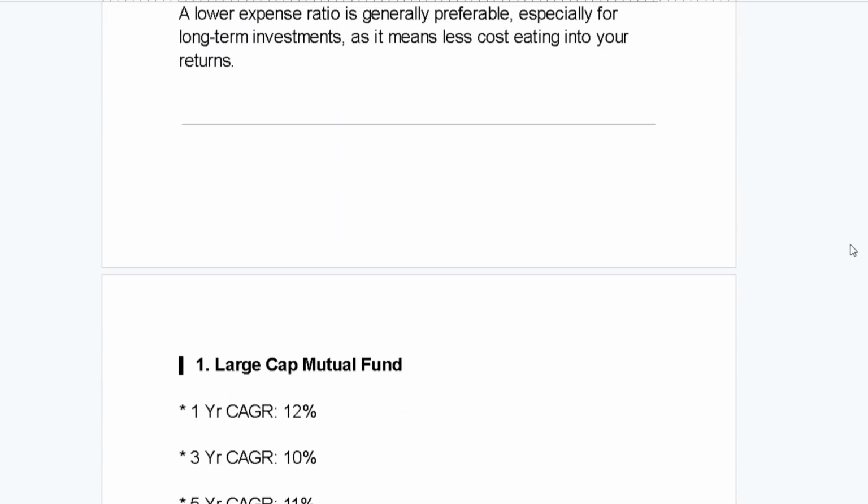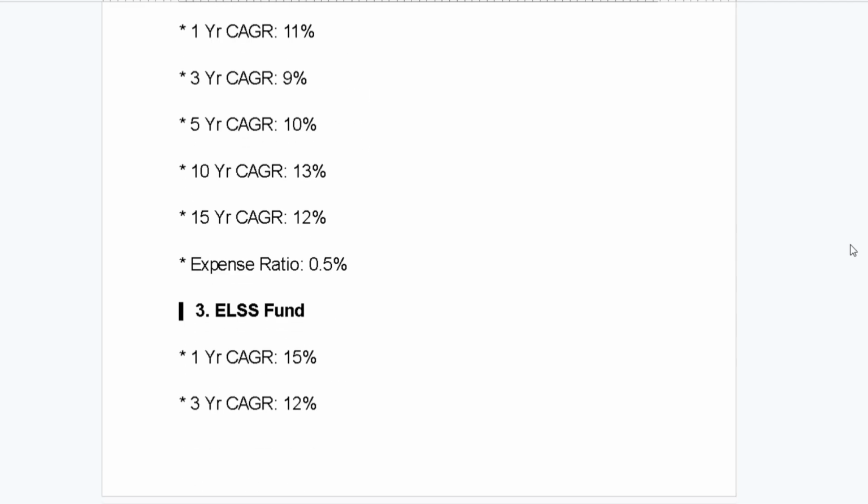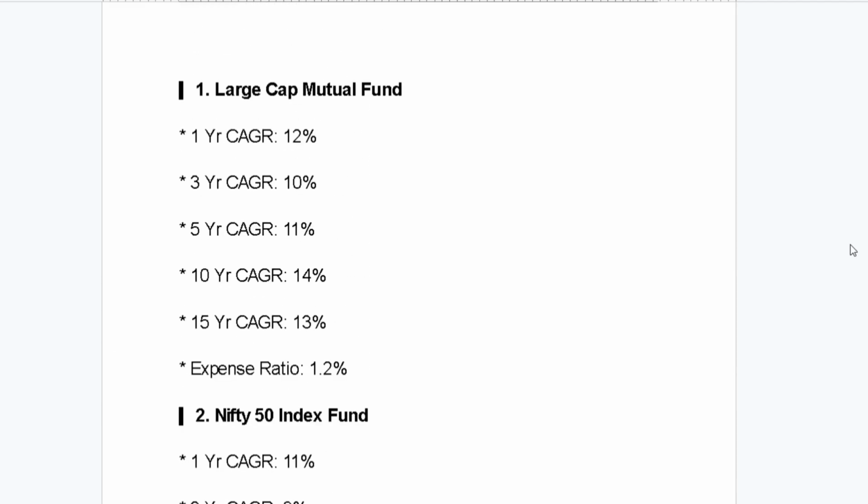Now the question starts from here. The answer starts from here. Large cap mutual funds, this we have to memorize. And yes, the expense ratio for large cap is 1.2%. We do not have to calculate the CAGRs and expense ratios. We memorize them for large cap, Nifty 50, small cap, or ELSS funds. So these are the CAGRs for the large cap mutual fund for different years, like 1 year, 3 year, 5, 10, and 15. The expense ratio is 1.2%.